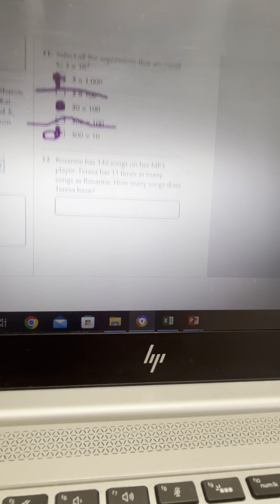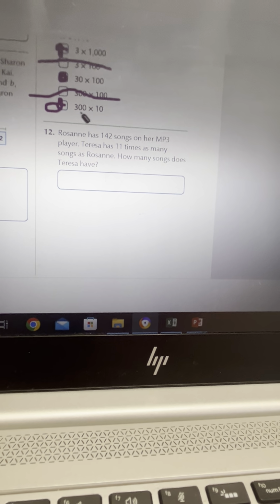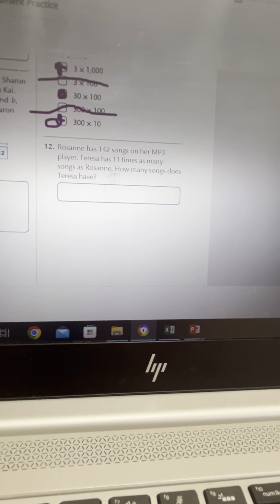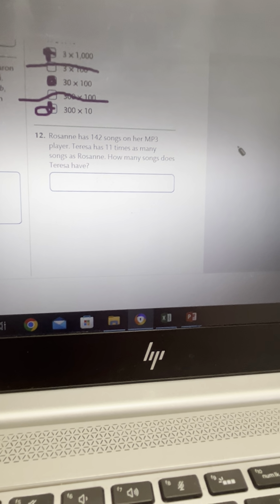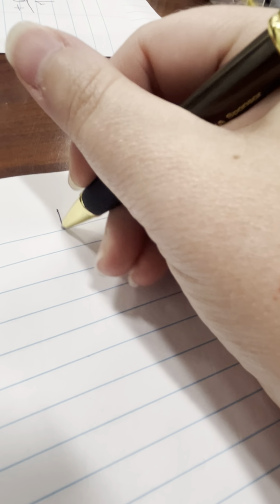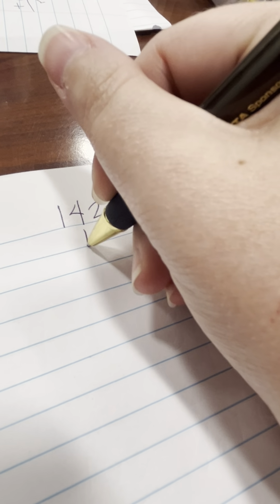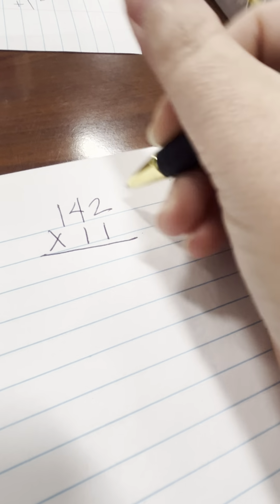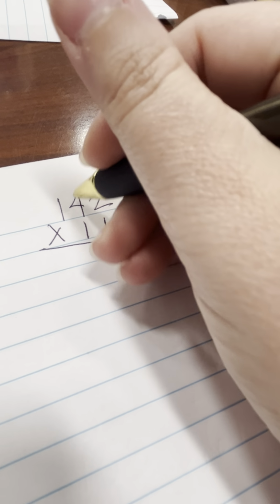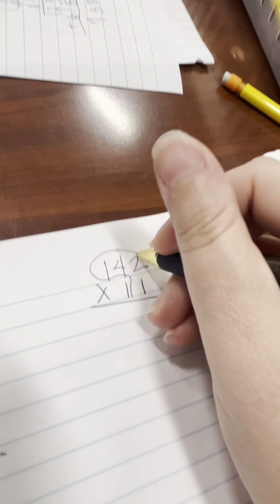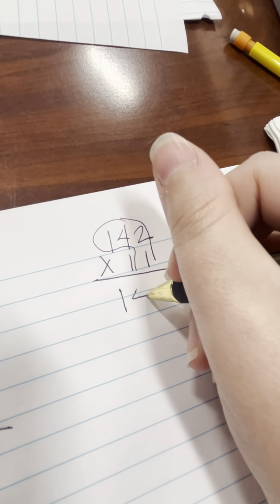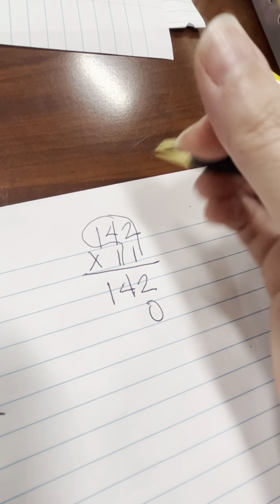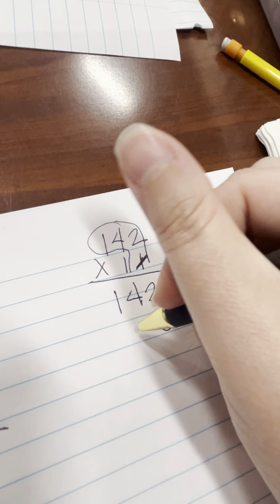And the last problem on this page. All right, so this one's going to be easy because it's times 11. So 142 times 11. So it's 1 and 1. So 142, 1, 1, multiply. 142 times 1, because you do your turtle head like this, equals 142. Lay an egg. Done with that one.